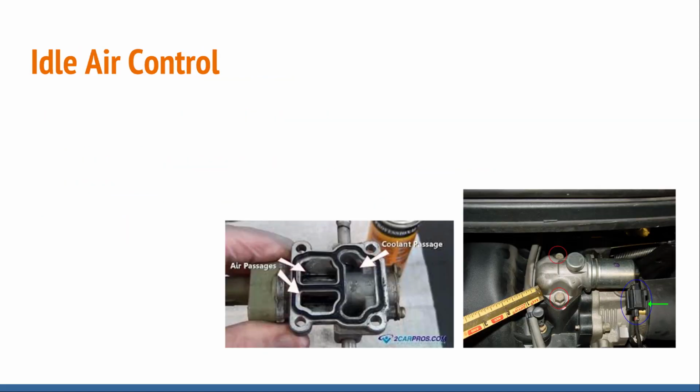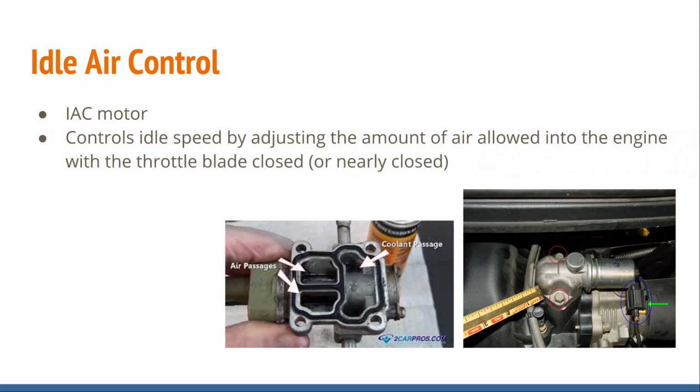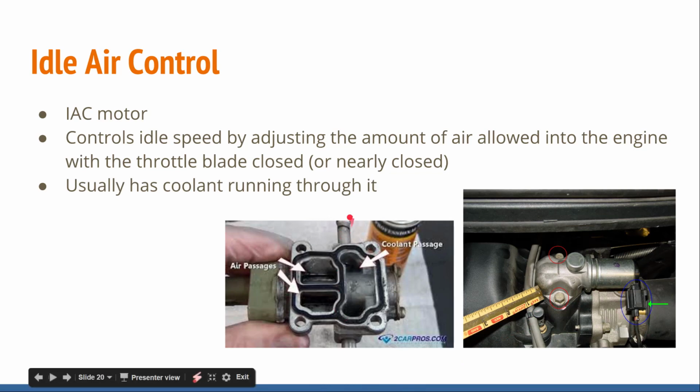Okay, idle air control motor. That's a goofy looking thing. An IAC controls idle speed, and it does so by adjusting the amount of air allowed into the engine with the throttle blade closed. Your throttle blade is closed because your foot is off the throttle. Now your engine, by means of this thing right here, is going to control how much air it lets in to adjust idle. There's usually coolant running through these things. You can see a hose fitting here. You can't really see it, but a hose fitting here. Right there's a coolant passage.